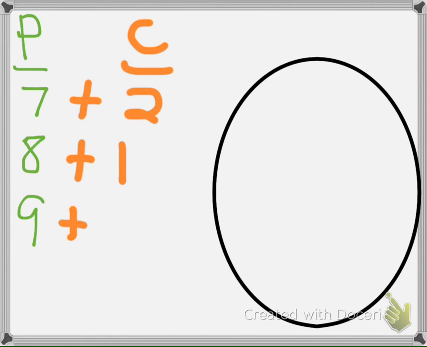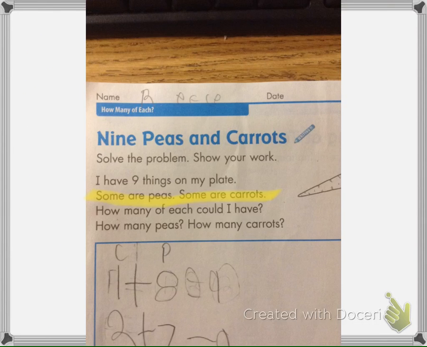Now, what about this? 9 and 0. Can I do that? No. Who can tell me why I cannot do that? Yes. Because you would have 9 of something, but you can't have just the same thing. Exactly. The problem said that you were going to have some peas and some carrots. You're not going to just have all peas or all carrots. Remember how we went back and we highlighted right there? Some are peas and some are carrots.